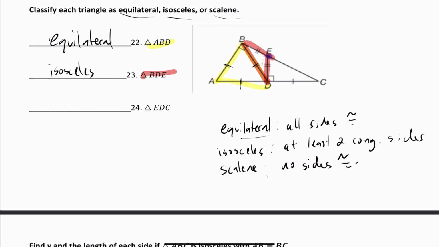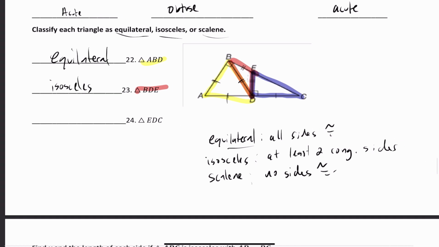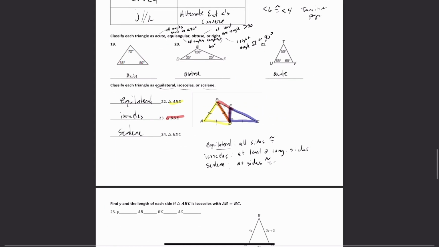And then let's go ahead and take a look at the last one. EDC. This side, there's 1 tick mark here, 2 tick marks here, and nothing there. So this has to be a scalene triangle, has to be.